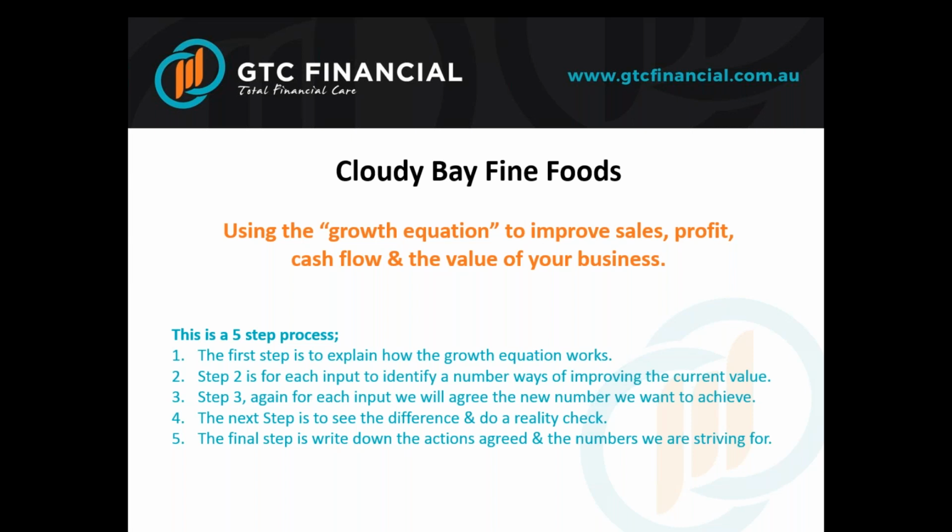Okay. So the next part of the workshop is a very simple planning process using a tool called the growth equation. We're going to look at a fictitious business called Cloudy Bay Fine Foods, owned by a lady called Nigella. It's a 5-step process, and the first step is explaining how the growth equation works.